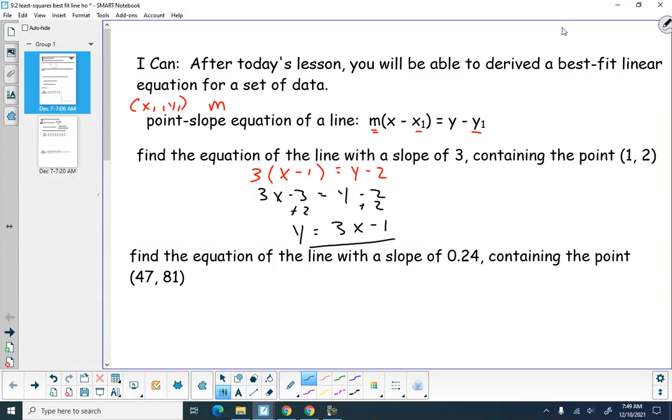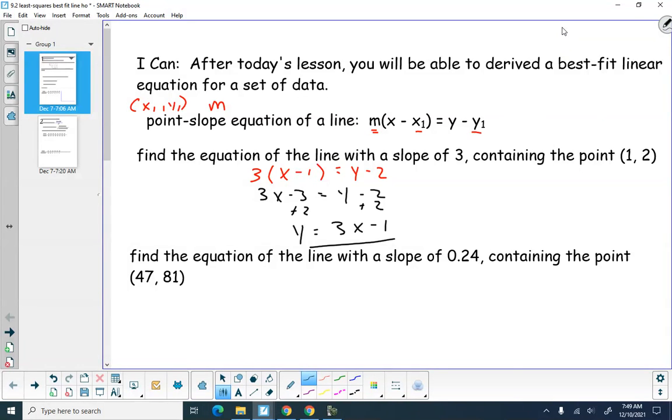This would allow us to then say, if I had an x value of 5, what would be my y value? If I had an x value of 10, what would be my y value? If I have an x value of 10, my y value would be 29. If I have an x value of -3, my y value would be -10.